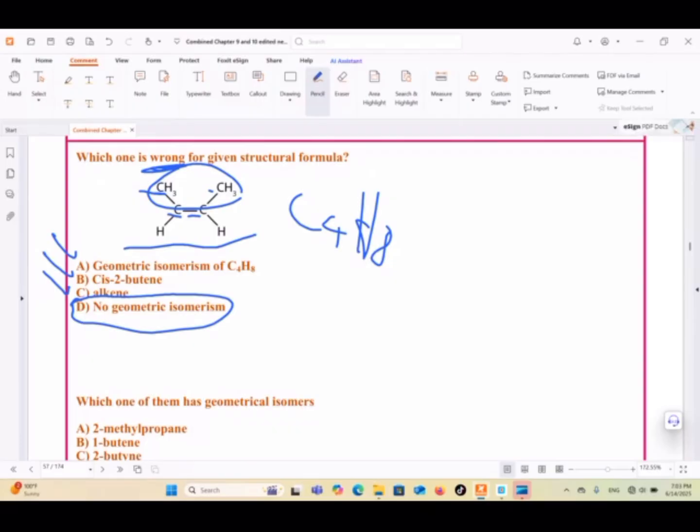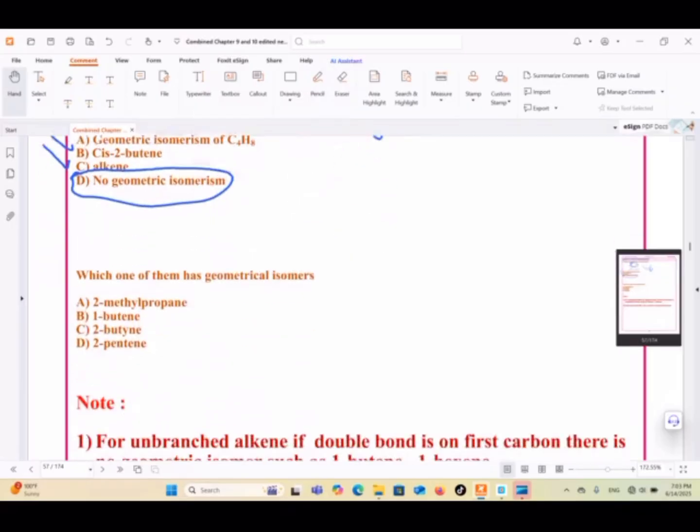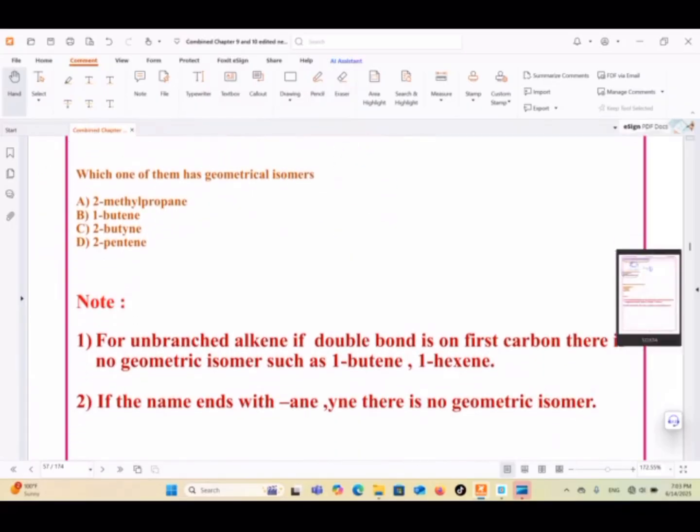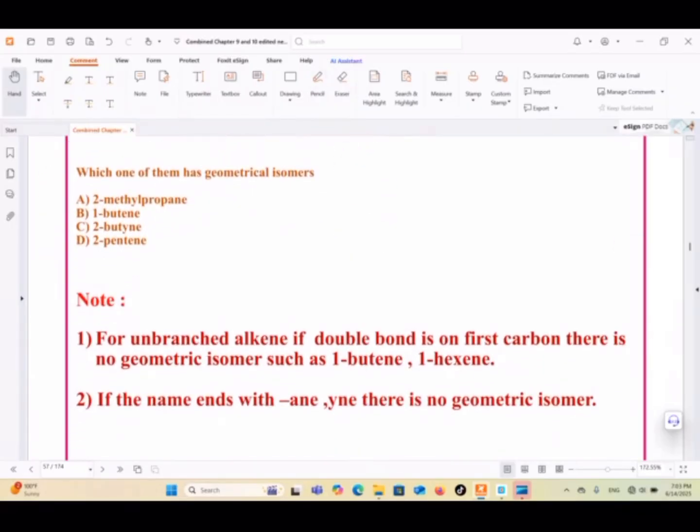Each carbon atom that forms a double bond attaches to two different groups of atoms, and at least one of those groups is the same. Let us examine the other one. Which one of them has a geometrical isomer? There will be such questions in the ministerial exam. Such types of questions say, which of the following will form a geometric isomer or will not form a geometric isomer? The three conditions: if a structure meets those conditions, it would form a geometric isomer, but if not, the structure refuses to form a geometric isomer.